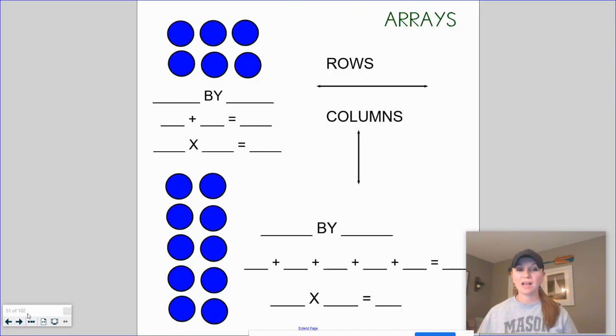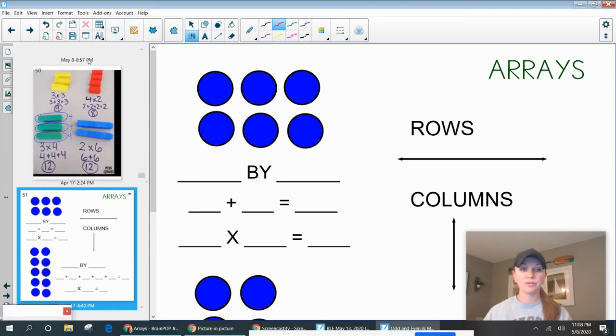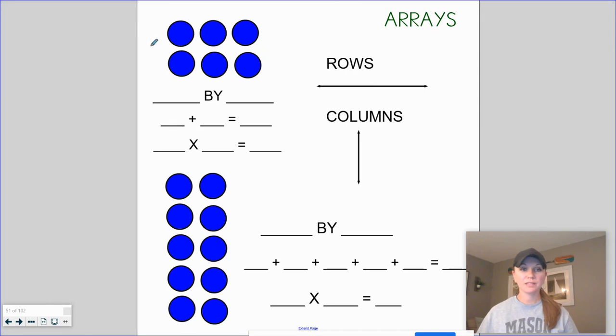All right, so let's just try a couple more together. Up here, we have a picture of some arrays with circles this time. My first picture has 2 rows, right? Since we have row 1 up there, and then we have row 2. So we are going to call this a 2 by something. Now we'll take a look at the columns. So we've got 1, 2, and 3, right? So we would call this a 2 by 3.